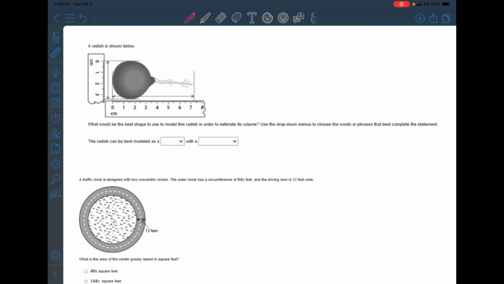The radish can be modeled as a, and so your choices are prism, cylinder, pyramid, cone, or sphere. So what does it look like? And what would be the radius?